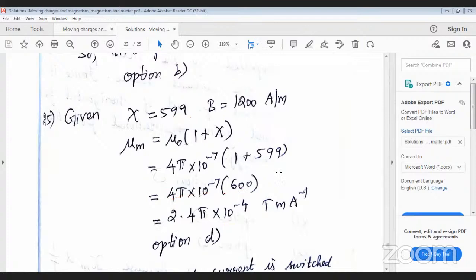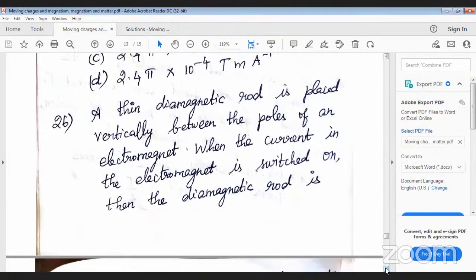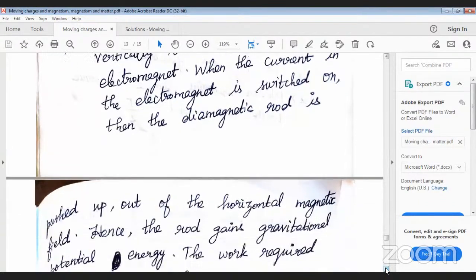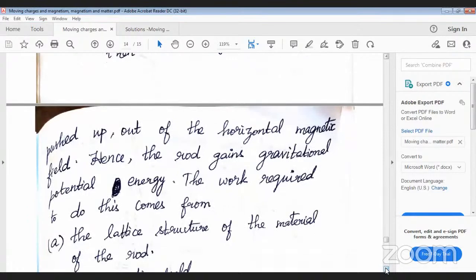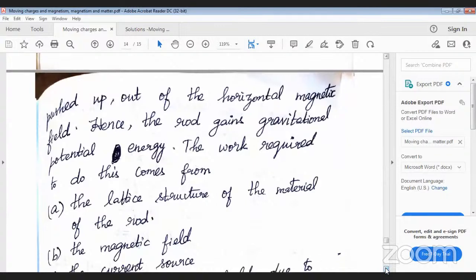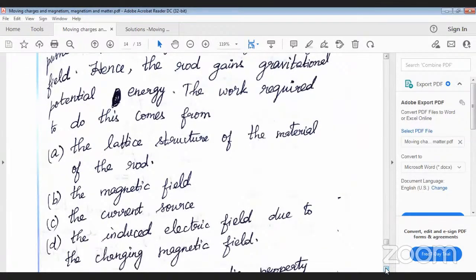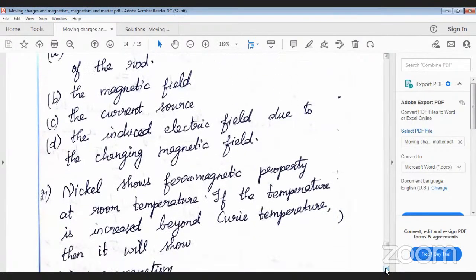So question number 26. Here you see a thin diamagnetic rod is placed vertically between the poles of an electromagnet. When the current in the electromagnet is switched on, then the diamagnetic rod is pushed up out of the horizontal magnetic field. Hence, the rod gains gravitational potential energy. The work required to do this comes from, okay, they have given 4 options: the lattice structure of the material of the rod, the magnetic field, the current source, the induced electric field due to the changing magnetic field.